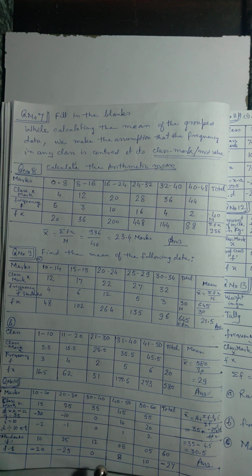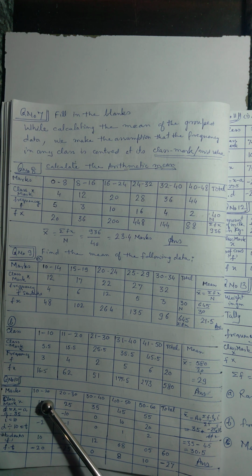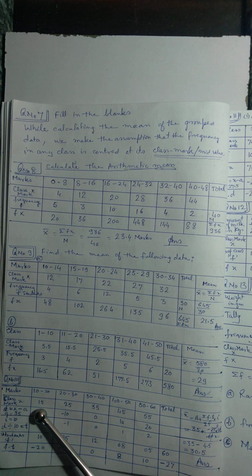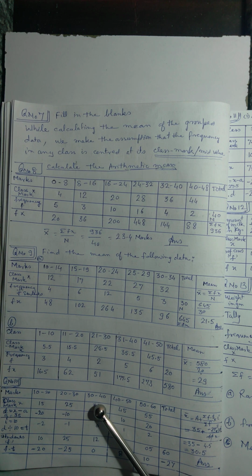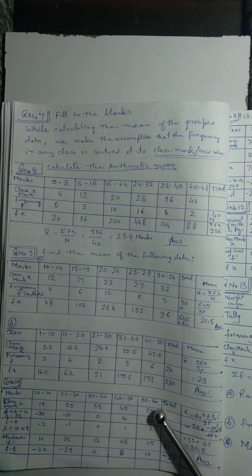Now come to question number 10. In a class of 60 students, the marks obtained in the monthly test were as under. The marks obtained by 60 students: 10 to 20, 20 to 30, 30 to 40, 40 to 50, 50 to 60.